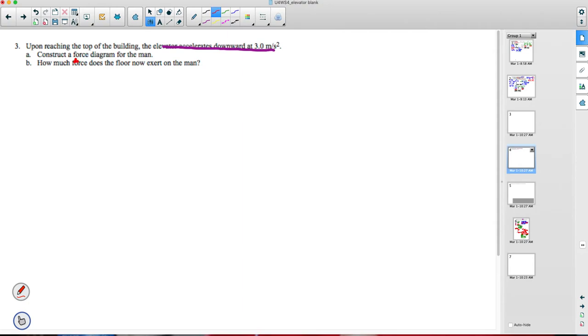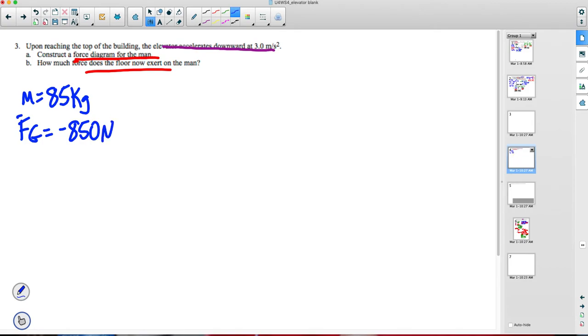Oh, they want us to build a force diagram for the man and then find force normal on the man by the floor. As always, we want to define the system in the picture. We did that in the previous one, and then write down the given information. This is the same man, so the mass is still 85 kilograms. His weight is still the same, negative 850 newtons that it was in the first problem.